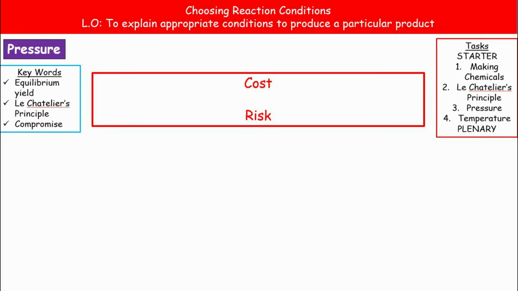I'm hoping you came up with these two key ideas. The first one, the cost of actually generating these pressures and so on. And the second one is the risk of having things at very high pressures. So give yourself a mark for each of those. One for cost, one for risk.